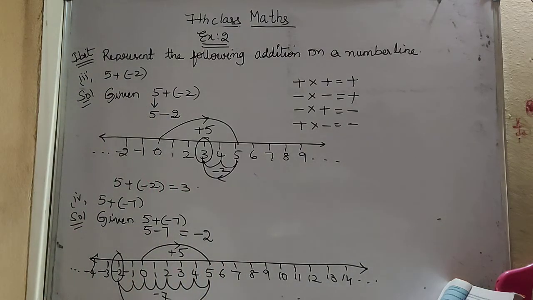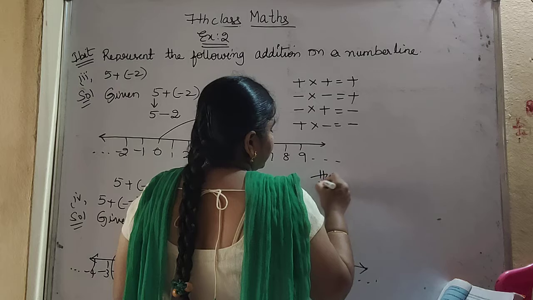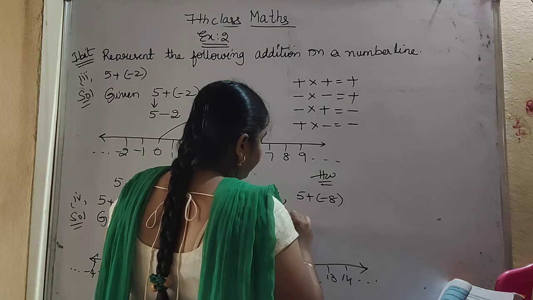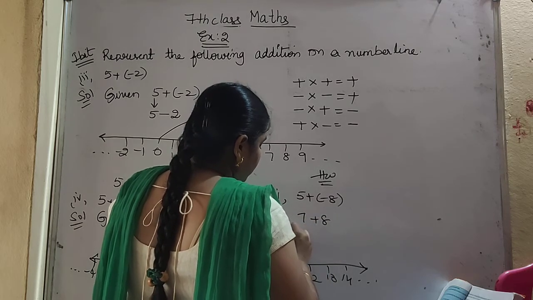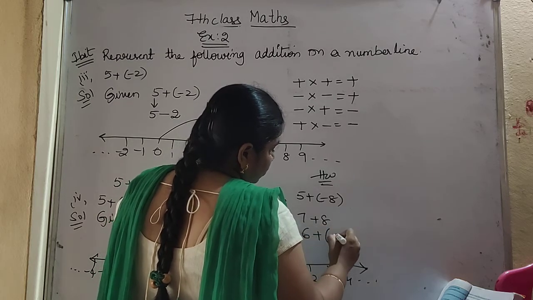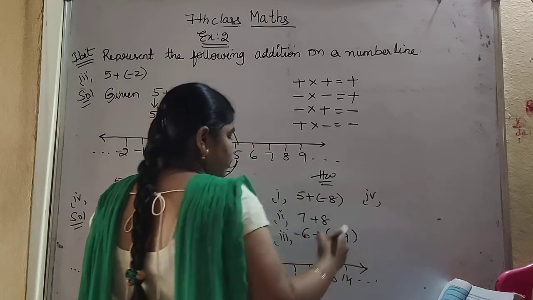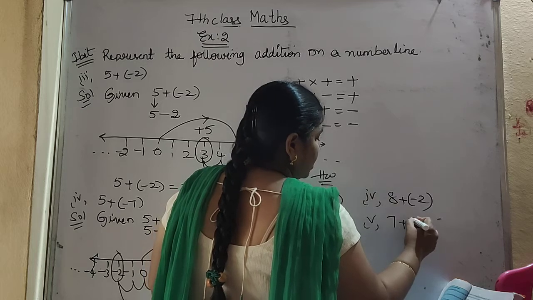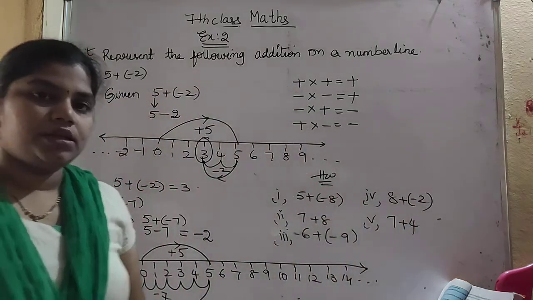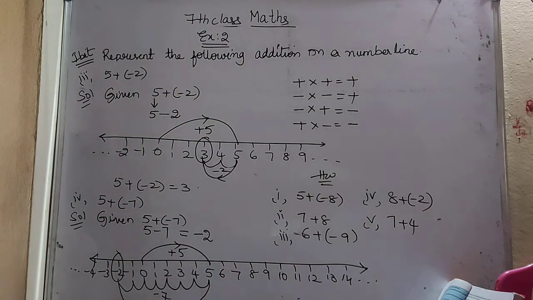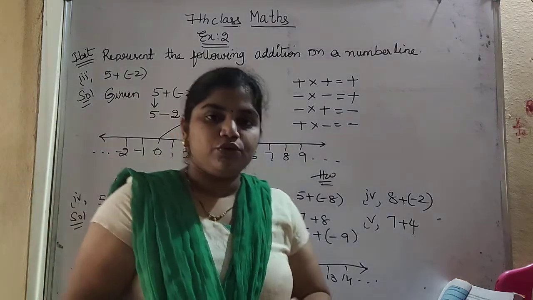So this is how you will do addition and subtraction on a number line. So I will give you homework here. Try it as homework. First one, minus 8. Second one, 7 plus 8. Third one is 6 plus of minus 9. Fourth one is 8 plus of minus 2, and fifth one is 7 plus 4. So these 5 problems you try as homework. Do it on your number line in this method. So whatever answer you get, you can check. Okay, the remaining problems will continue tomorrow. Thank you.